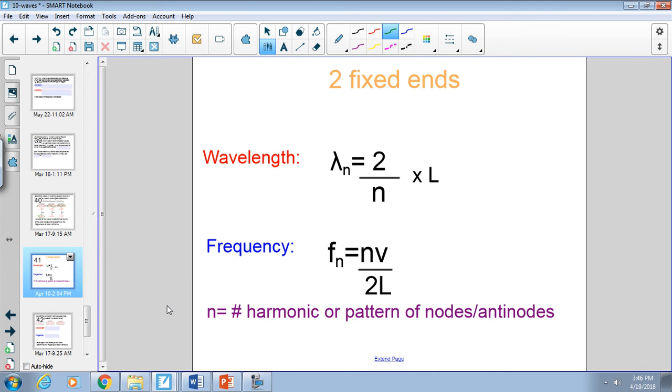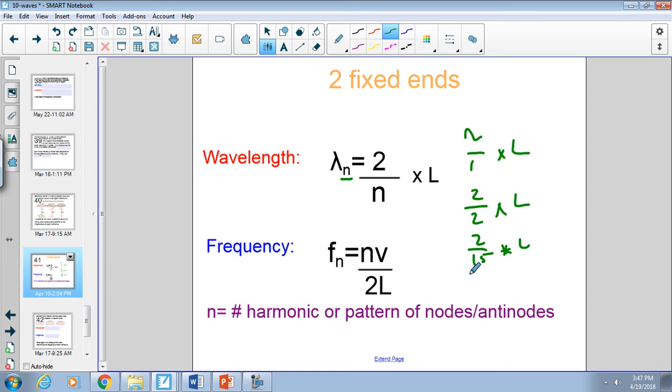Formula-wise, this is what we're looking at. Wavelength is 2L over N. So N is our harmonic, first harmonic, second harmonic, third harmonic. And whatever harmonic you're looking for, you're just going to replace that N with the number. So if you were looking for the first harmonic, it would be 2 over 1 times L. If you were looking for the second harmonic, 2 over 2 times L. If you were looking for the 15th harmonic, it would be 2 over 15 times L.